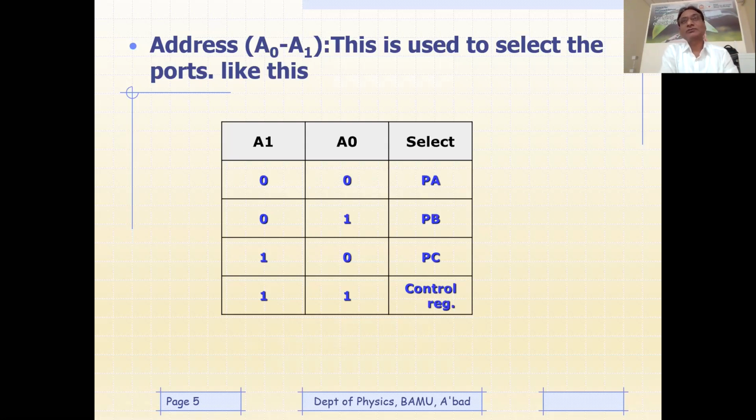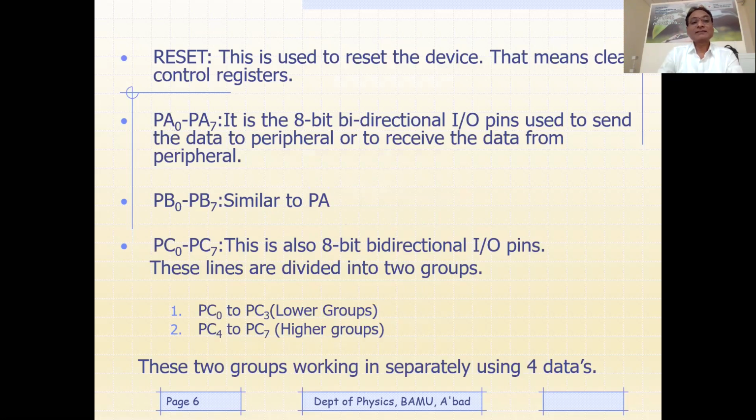I'm going to tell you what the control word should be and what its format is. But if you want to write something into the control word, you need to know how to access it, right? A1 and A0 give you the opportunity to access the control word register. Then reset is used to reset the device.